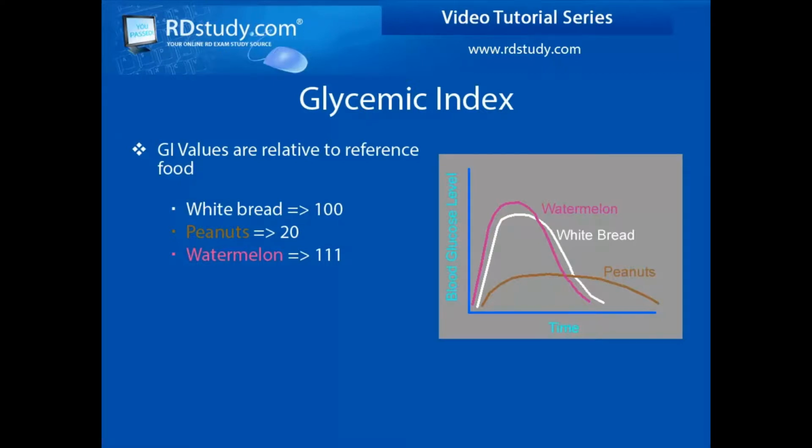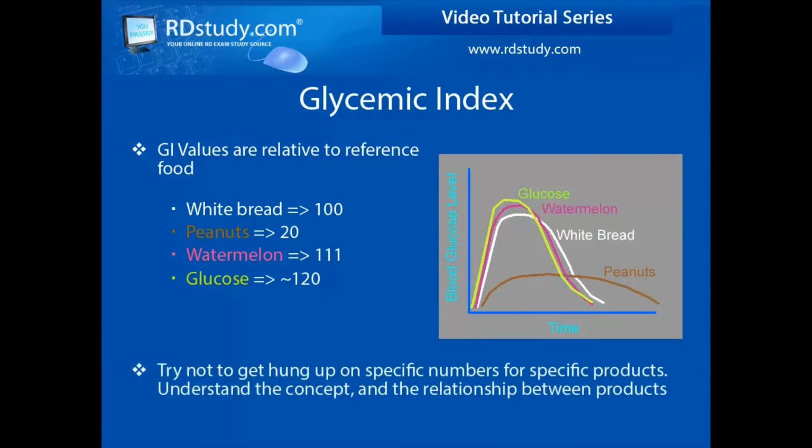If we were to put glucose on here, but keep white bread as the reference value, glucose would have a higher number, maybe up to 120 or so. But the way it affects blood sugar still remains the same, so the graph itself does not change. So if glucose is the reference food, which is the most common, GI values should be between 0 and 100. If white bread is the reference food, then values can exceed 100.